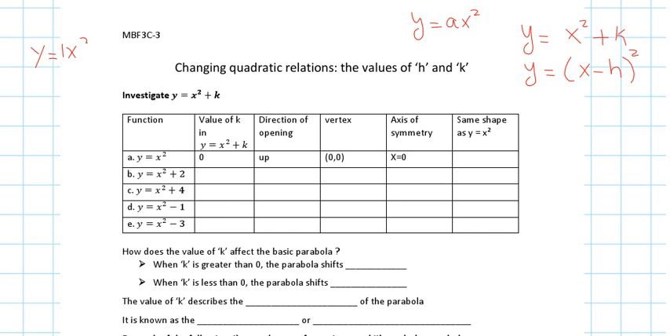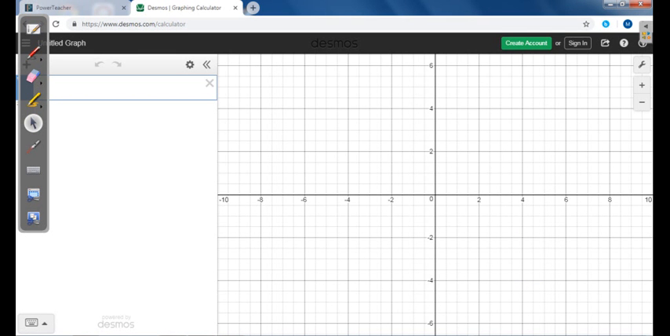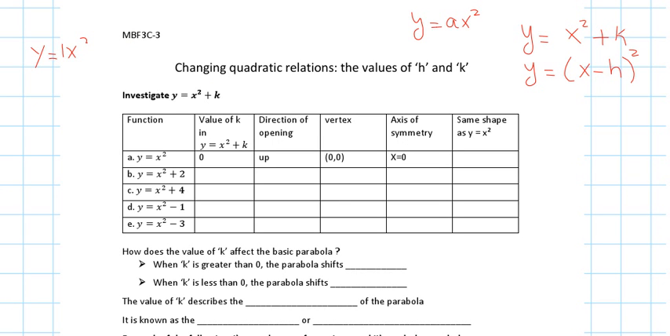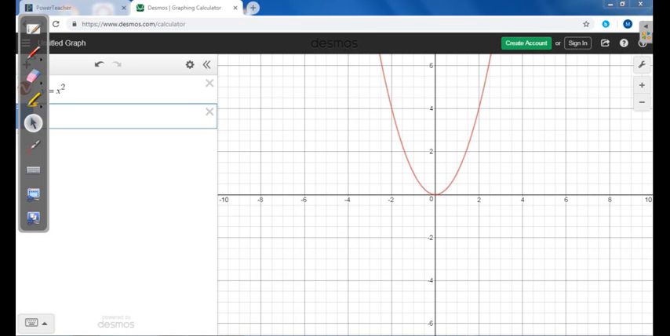Where's the vertex for y equals x squared? 0, 0. Which way does it open? Up, right? We recall this. And then the step pattern is 1, 3, 5. So the question today is, what happens if I have y equals x squared plus 2? What's my k value here? 2. So I'm adding 2 to my function, so my k value is 2.